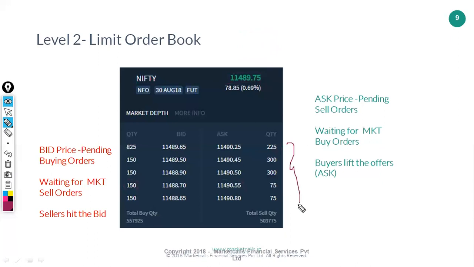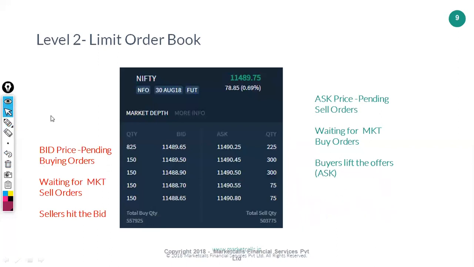These levels are called DOM levels, the depth of the market. Typically for Indian markets, we only get up to 5 levels. Whereas if you are trading in US markets, such as the ES mini or crude oil, you may get up to 10 levels. If you are an institution, you may get up to 20 levels also. They have complete control and complete visibility over the entire order book.